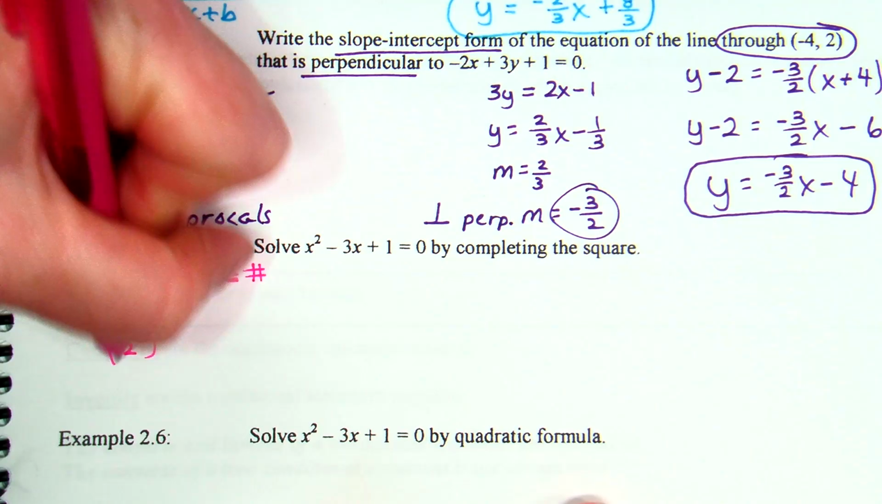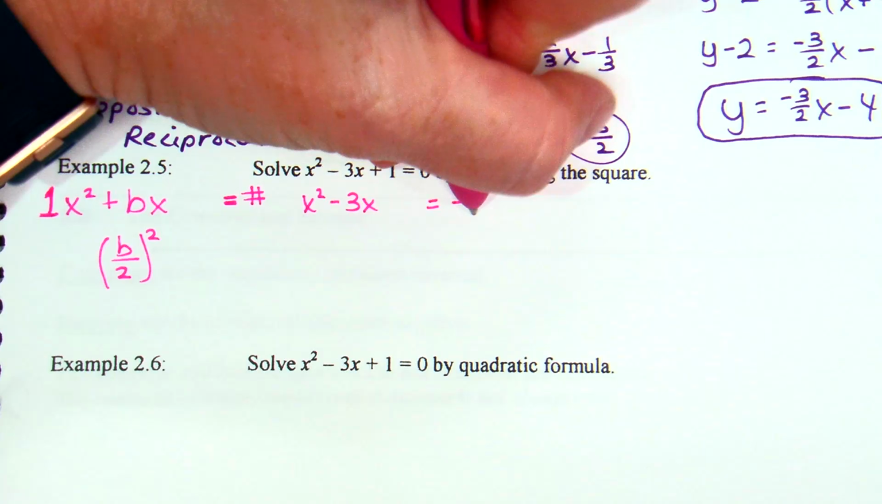So with our particular problem, I'm going to keep the x squared minus 3x. I like to leave a blank. And then I'm going to take the plus 1 and subtract it, so we have a negative 1 on the right. So x squared minus 3x equals negative 1.